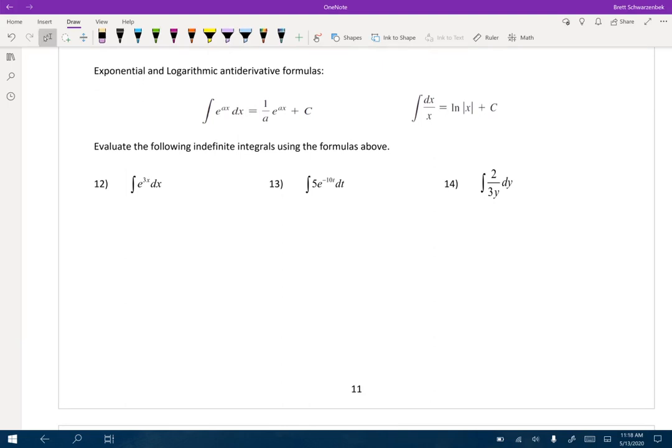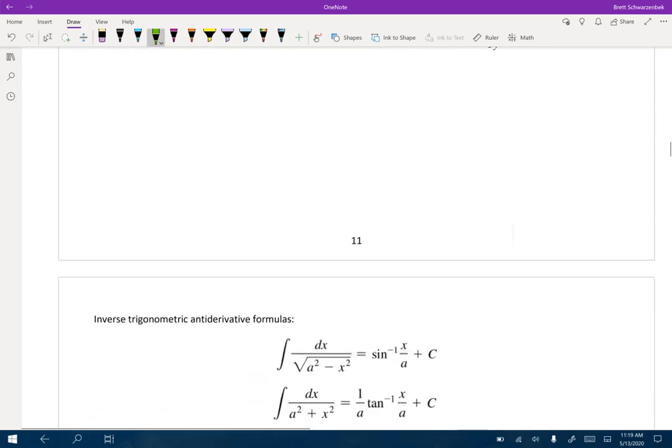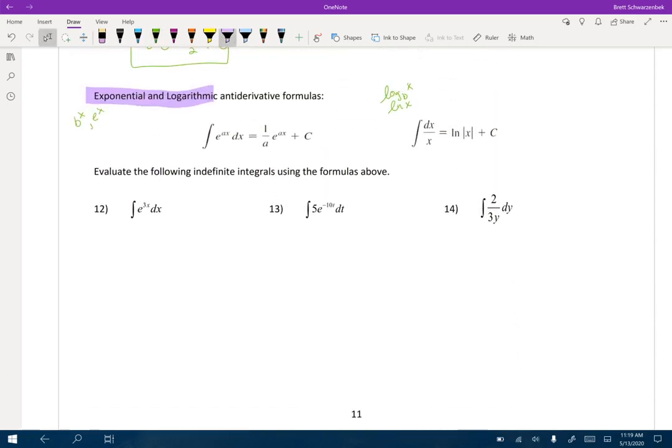Okay, moving on to the next group of functions. How about exponentials and logarithms? In the sections on derivatives, we learned about b to the x and e to the x. And in the section on logarithms, we learned about log base b of x and natural log of x. For the purposes of the antiderivatives for this class, we're going to concentrate more on just the most popular ones, which are e to the x and natural log of x.